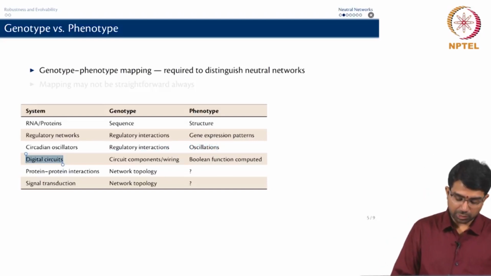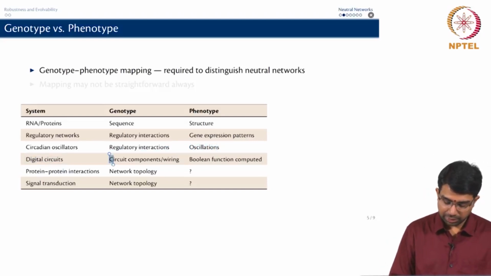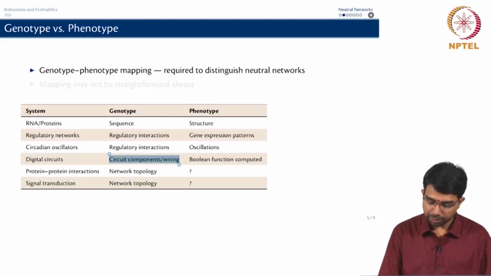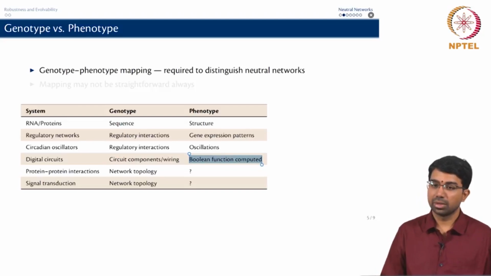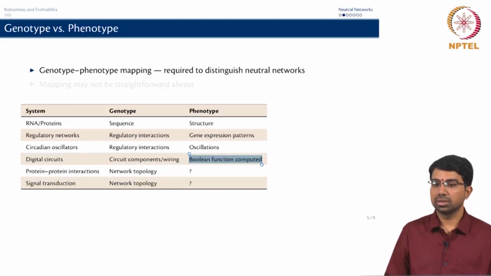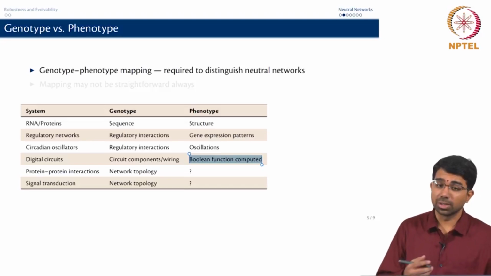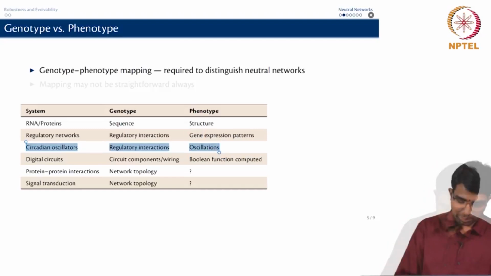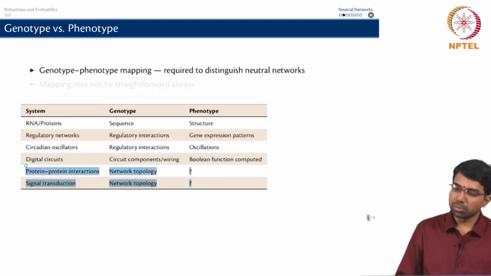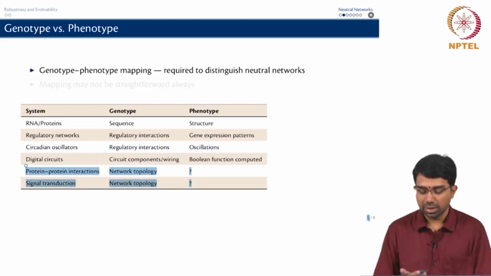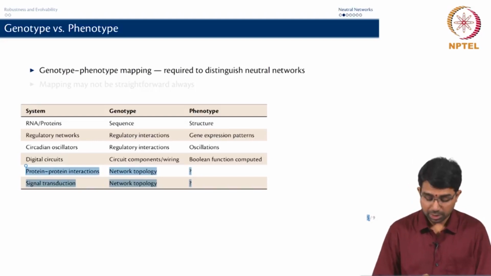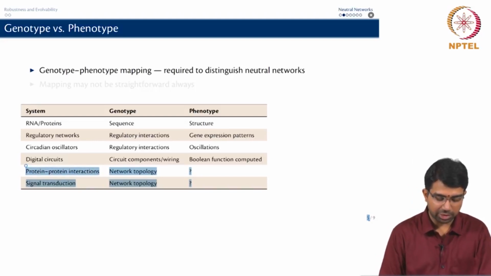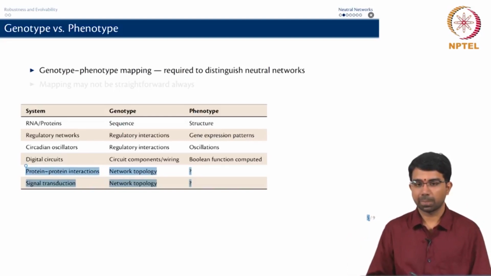We have also studied digital circuits in the past, wherein the circuit components or the wiring can be the genotype, and the Boolean function that is computed by that circuit can become the phenotype, and then we can try to design a robust circuit and so on. Similarly, here you can try to design a robust oscillator, but it is a little harder if you are looking at, say, protein protein interactions or signal transduction. It is difficult to map what is a sensible genotype, or the genotype is maybe not that difficult, but how do you map the phenotype?